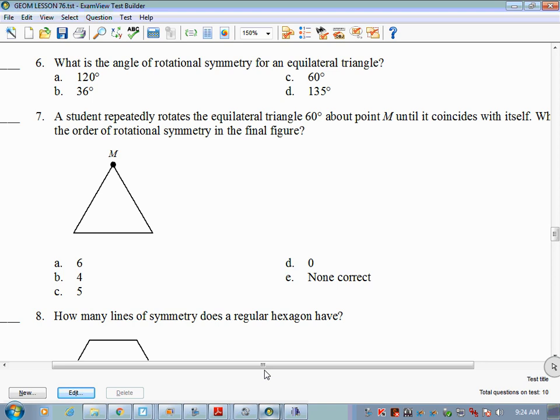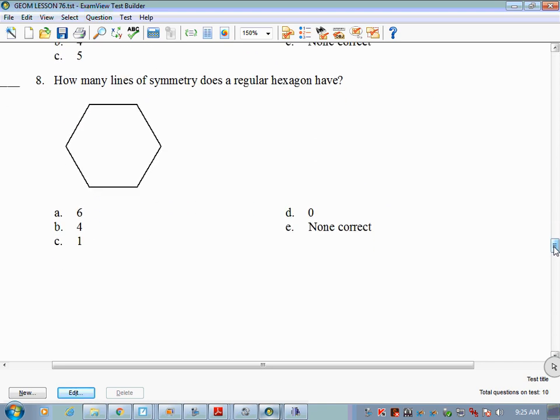Number 7, a student repeatedly rotates the equilateral triangle 60 degrees about point M, so not necessarily at the center, until it coincides with itself. What is the order of symmetry in the final figure? This question doesn't make sense to me, so we're going to skip it. We're going to skip number 7. To this day, I still don't understand how they get the answer that they get, so we're not going to mess with this one. Let's look at question number 8.